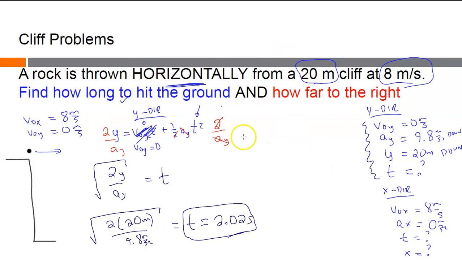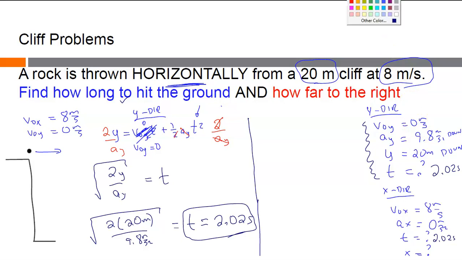Now the nice thing about knowing that number is that we can come over here to our table and fill it in. I know this is 2.02 seconds, but also the time down here is 2.02 seconds, like that, leaving me only one number, and I can solve for that pretty easily. So let's do that one now.